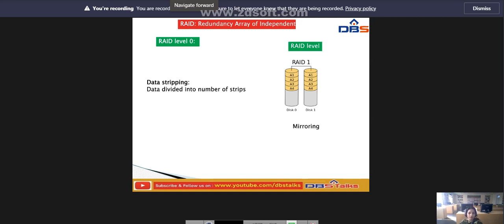In RAID we use an array of disks. These disks can operate independently. So multiple input output requests can be handled in parallel if the requested data is distributed across multiple disks.